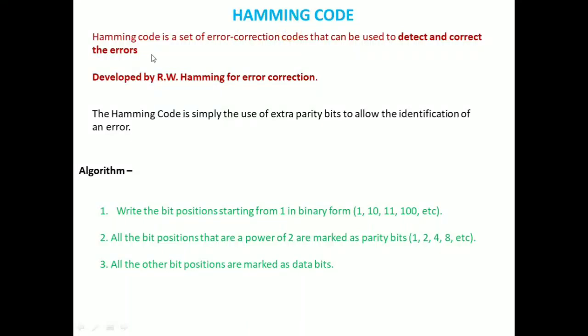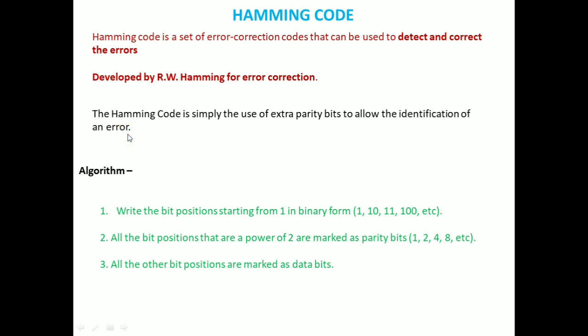Hamming code. Hamming code is a set of error correction codes which can be used to detect as well as correct the errors. This Hamming code was developed by R.W. Hamming for an error correction mechanism. This code simply uses extra parity bits to allow the identification of an error.